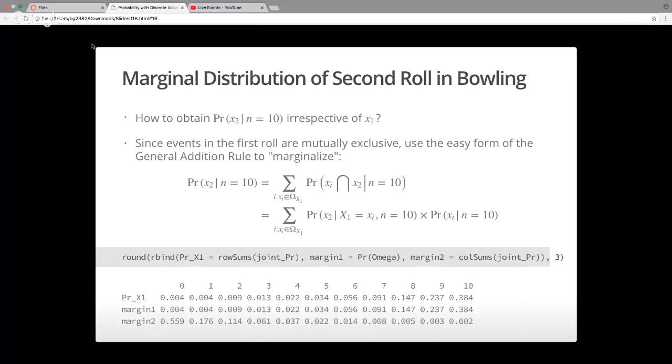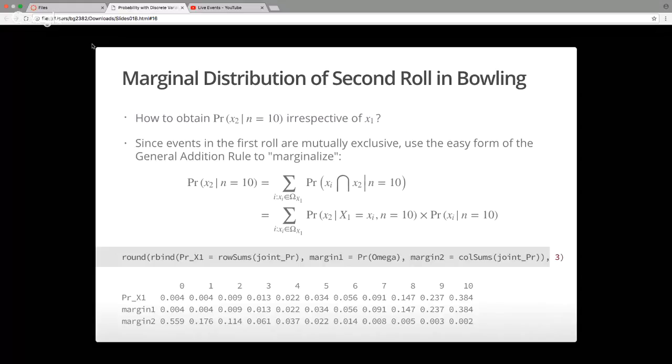We're using the general addition rule. We're using the fact that what happens on the first roll is mutually exclusive of each other. So we're going to take the sum. This Greek letter sigma is, in this context, used to indicate summation. It's also a lot of times used to indicate a matrix, but when it's got the subscripts below it, we mean sum over the indexes i, where xi is the element of the sample space for what happens on the first roll.